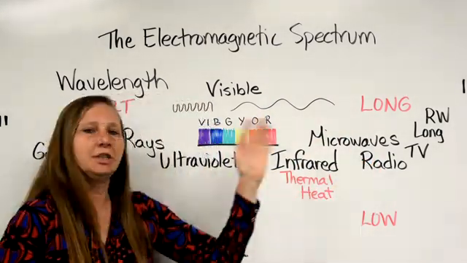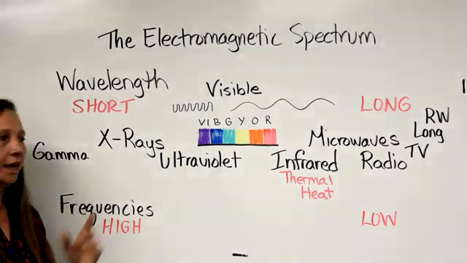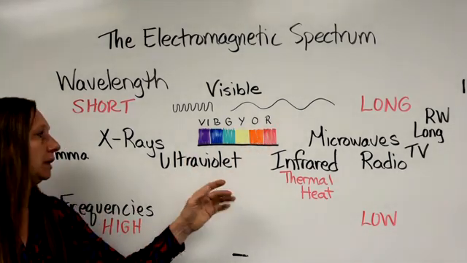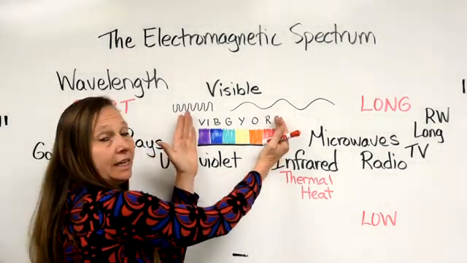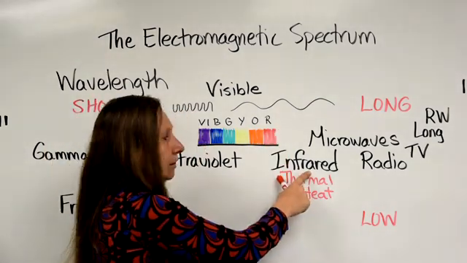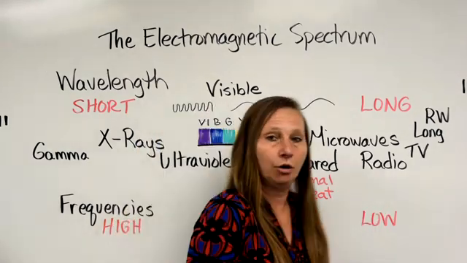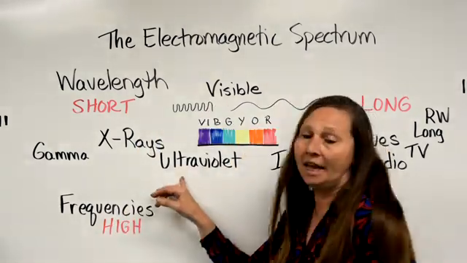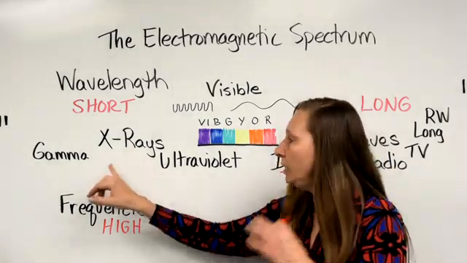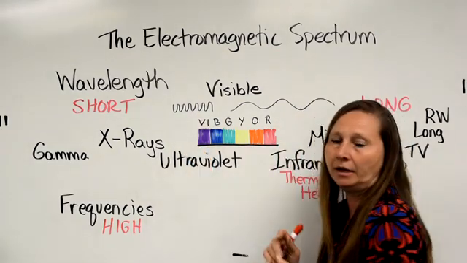Okay? So the different types of light. Which ones are considered to be dangerous? Here's your rainbow, your visible light. This is the only light that we can see. We can't see infrared. We can't see microwaves. We can't see radio waves. We can't see ultraviolet. We can't see X-rays. We can't see gamma rays. We only see the visible light in the middle.